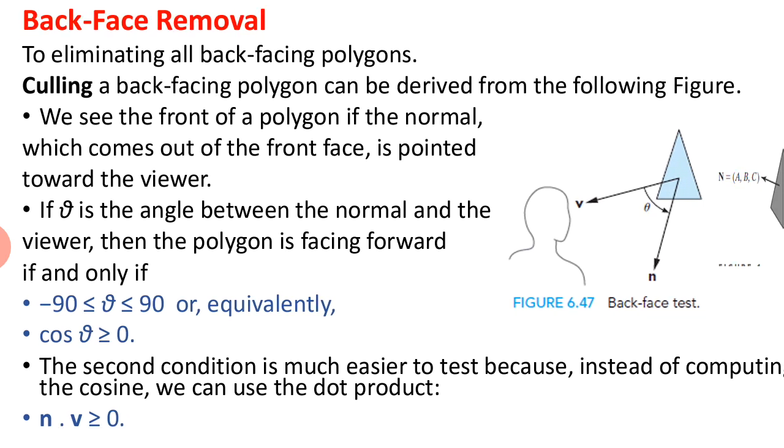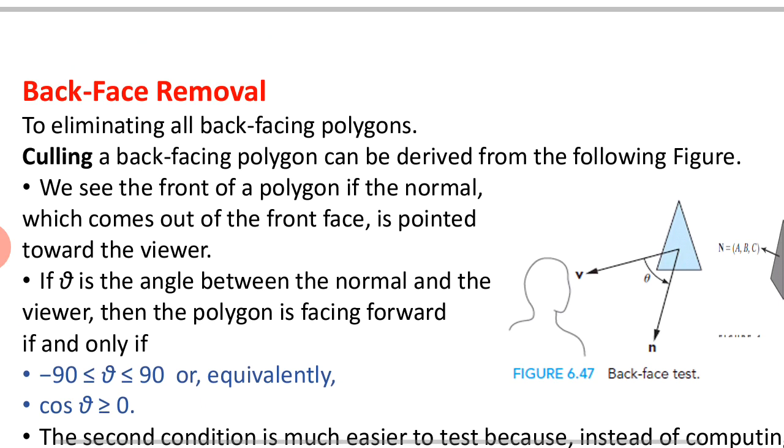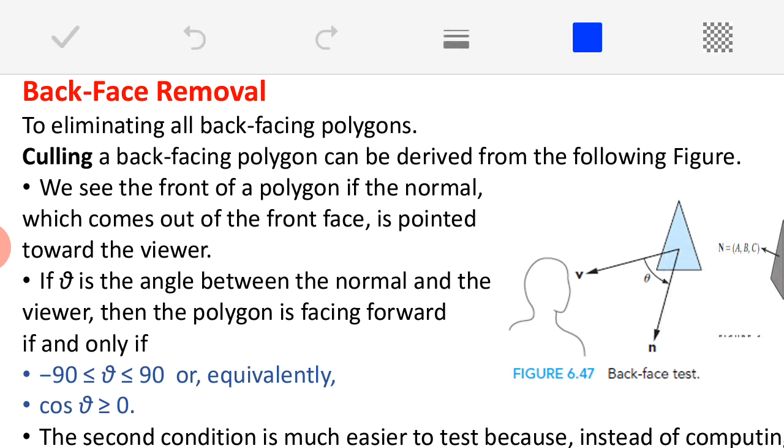Now we will go for the first method, that is back face removal. It is a very simple method or technique that we are going to use. The name itself indicates it: the face which is at the back side of any object should be removed from the display of the image. This method is used for eliminating all the back facings of the polygon, and this removing of the back facing is also called culling. Just have a look at this particular word: culling a back facing polygon.